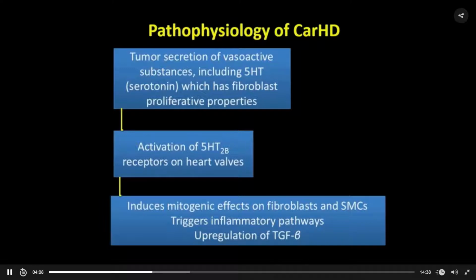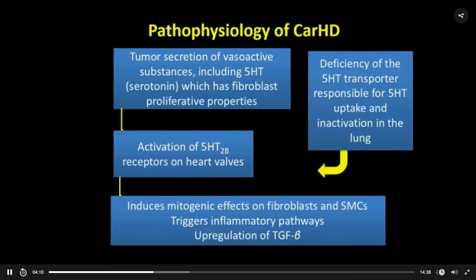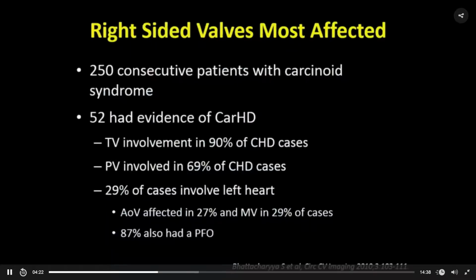leads to fibrosis. At the same time, there's a deficiency of the 5-HT transporter that's responsible for 5-HT uptake and inactivation in the lungs. So basically, you have excessive circulation of serotonin.